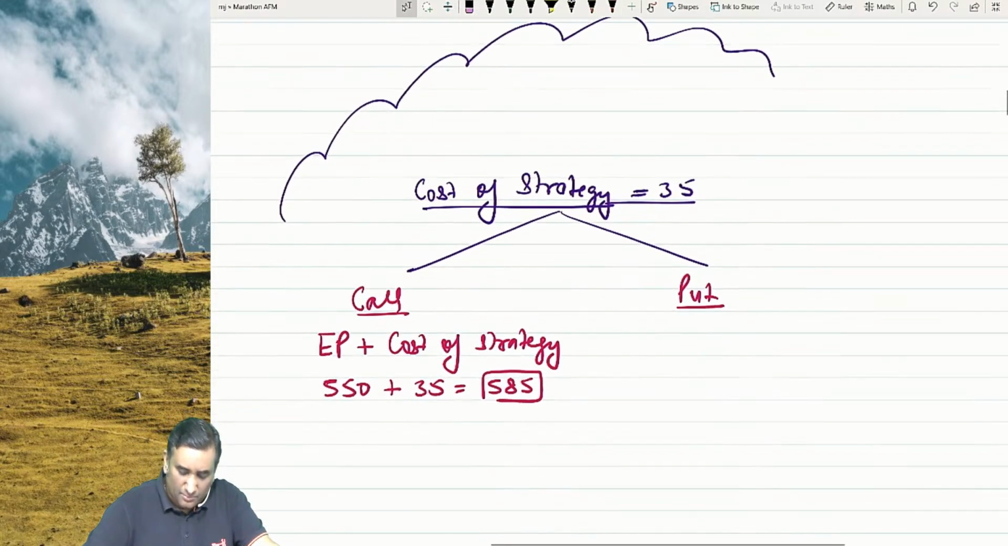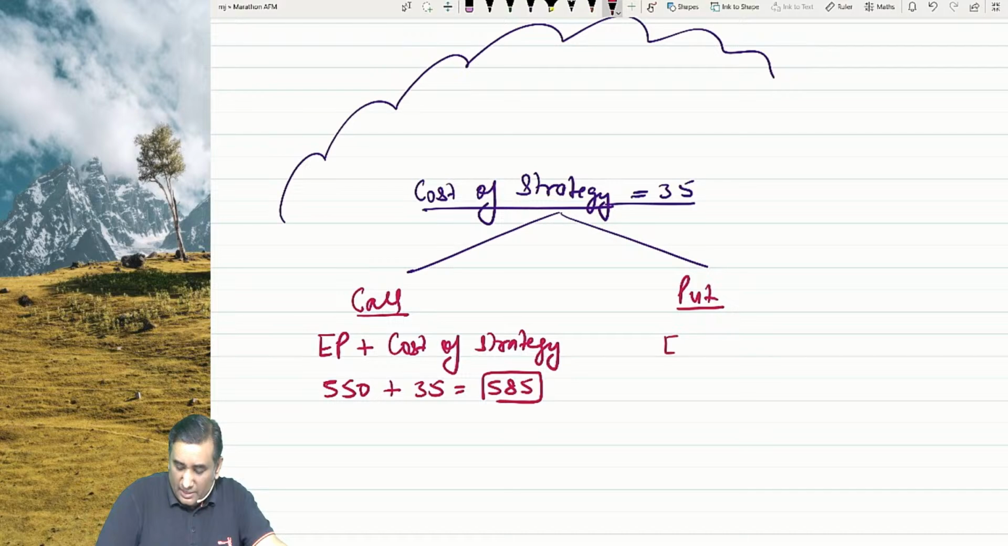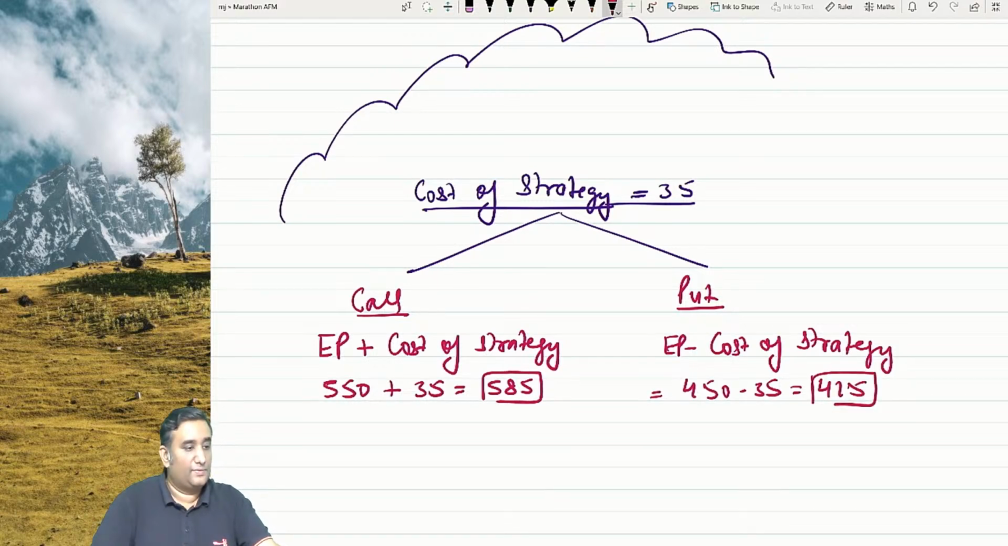Now, if I talk about put option, put is downside. Put will give me benefit when it goes downside. Sir, for holder or writer, anywhere put is exercised downside. I have to recover my premium, so I'll say my break even would be exercise price minus cost of strategy. So this would be exercise price 450 minus 35. My break even would come 415.